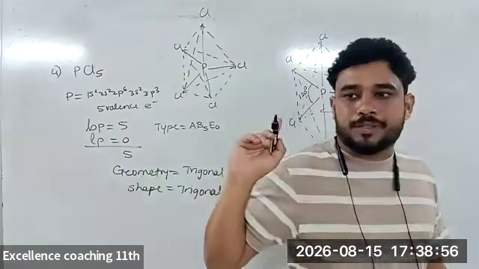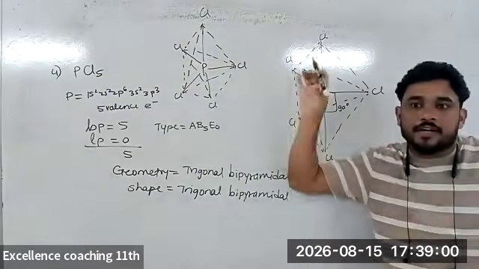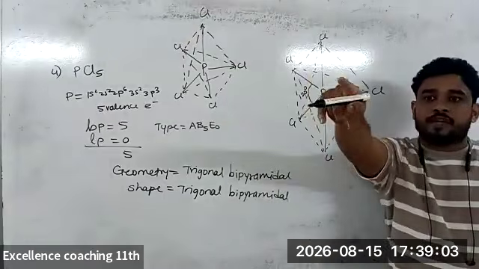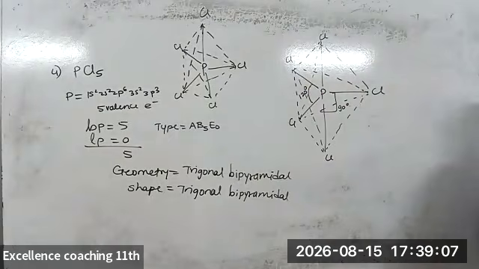That's why coloring pens are important. Understood the geometry? What is the geometry called? Trigonal bipyramidal. Is it understood? Has it been understood? This side? Okay, take a note of this.